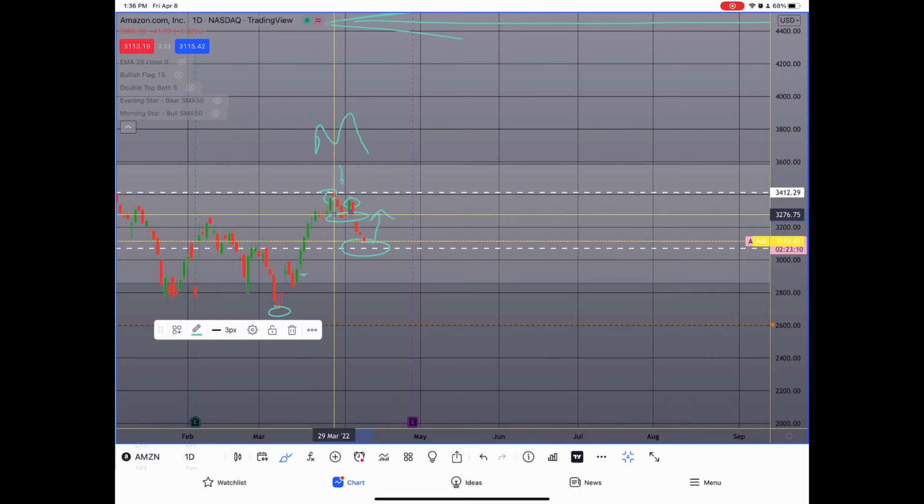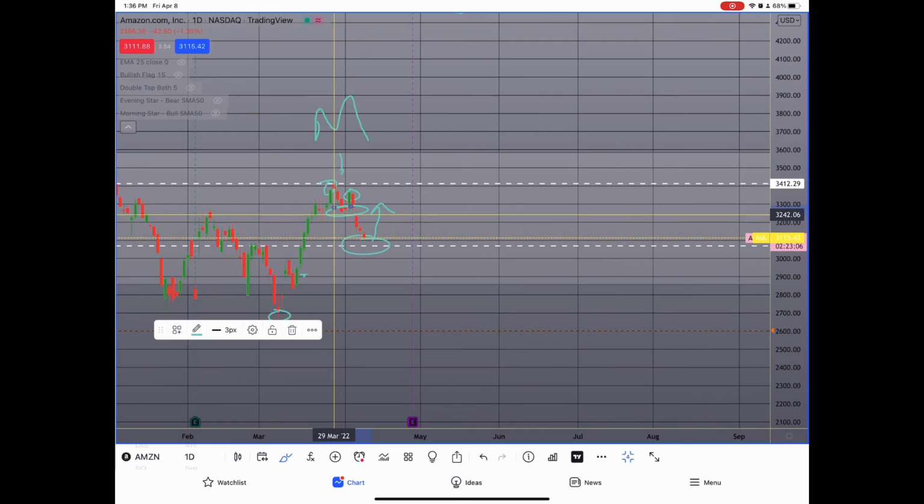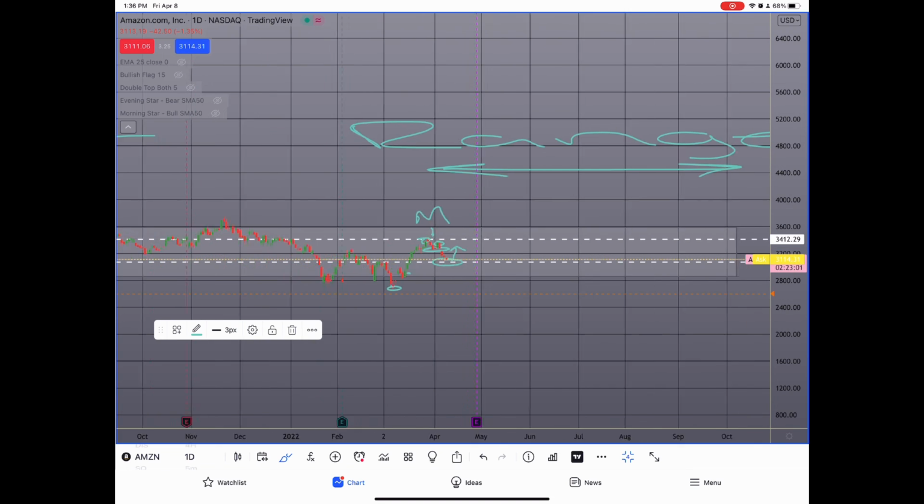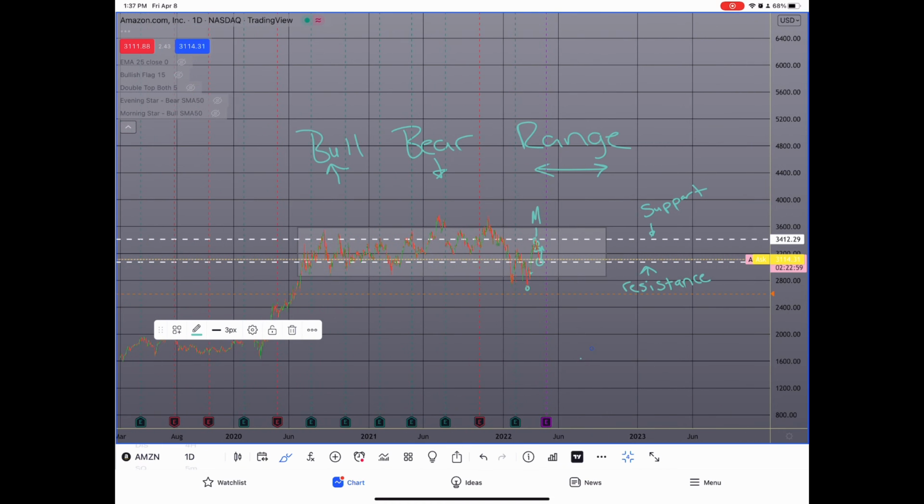Just to help y'all out if you're new. A red candle is going down. That's really the only thing I could say. A green candle is going up. It gained. So red lost, green gain.